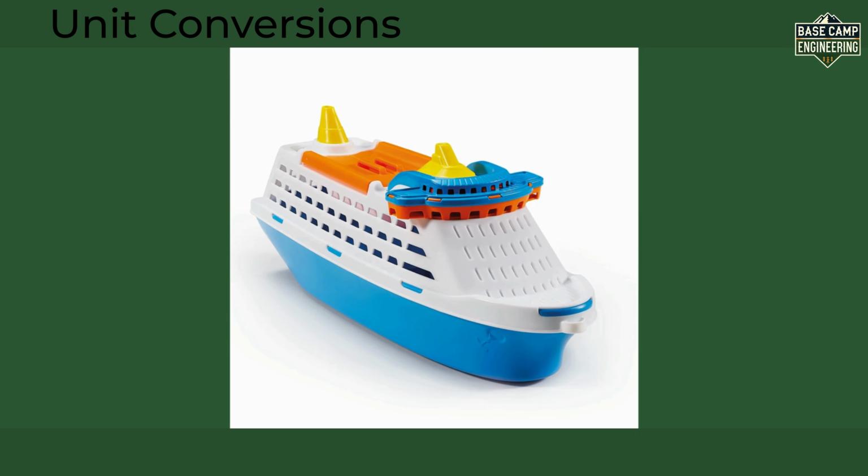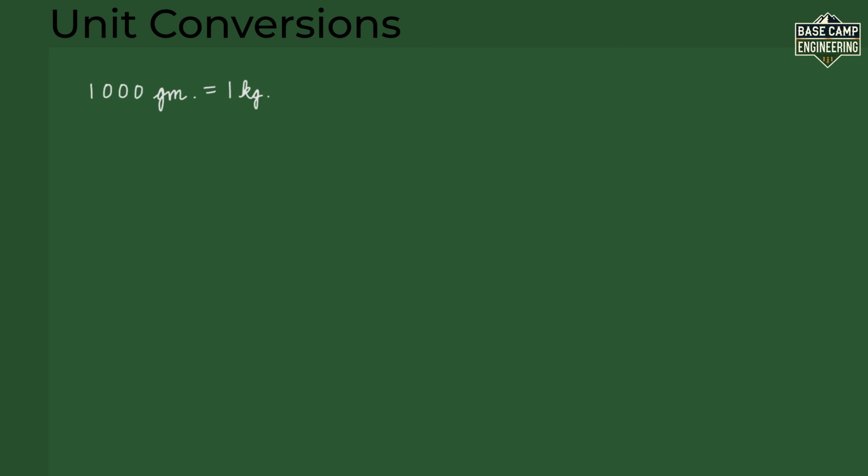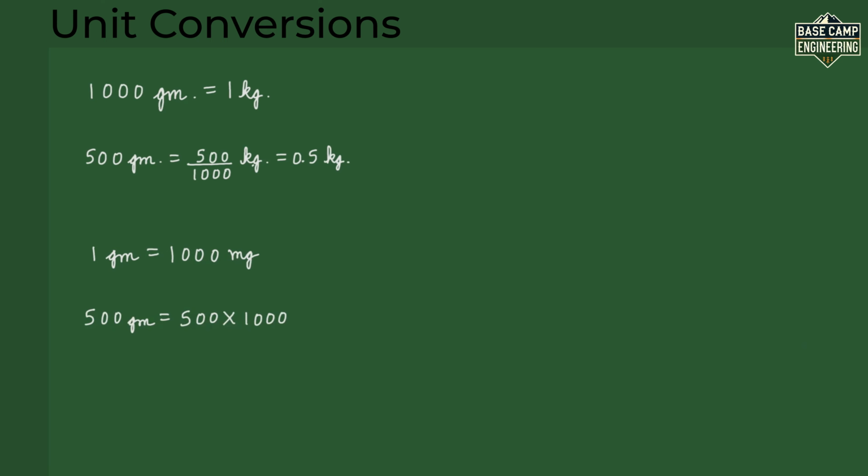Imagine you are building a toy boat and it weighs 500 grams, but the instructions need the weight in kilograms. There are 1000 grams in 1 kilogram. So, to convert grams to kilograms, you divide. Your boat weighs 0.5 kilograms. Now, what if you need the weight in milligrams? There are 1000 milligrams in 1 gram. So, you multiply. That's 500,000 milligrams. Wow. Unit conversions make sure engineers can work with any unit they need.